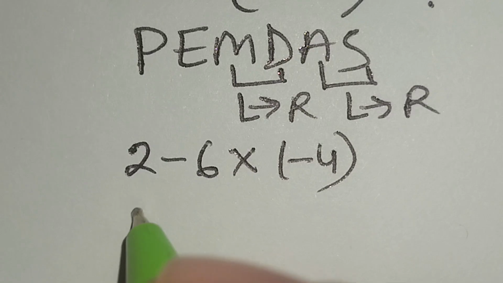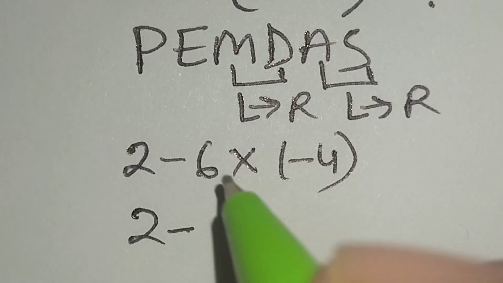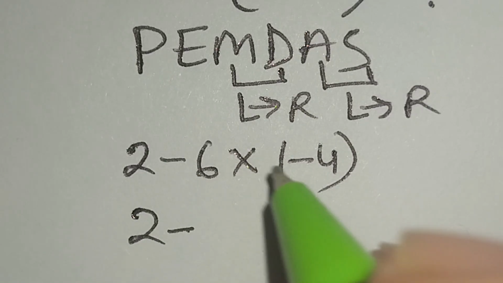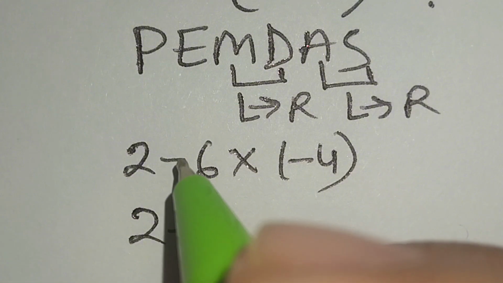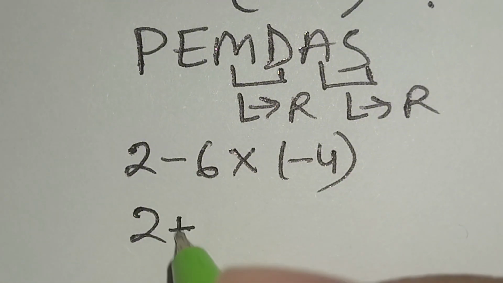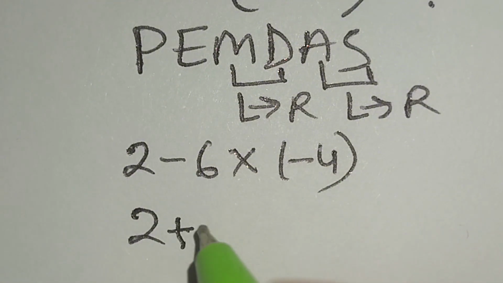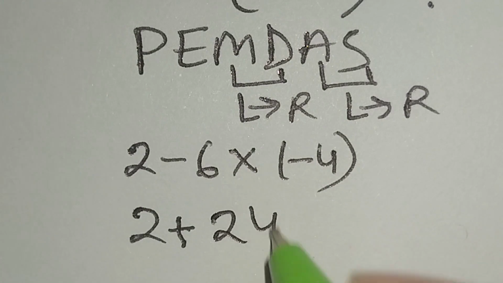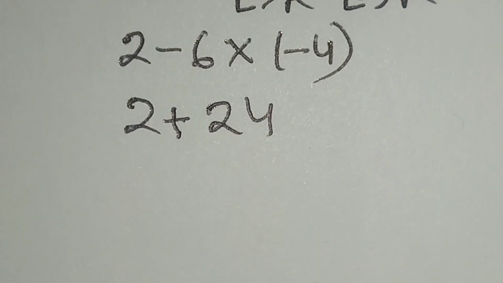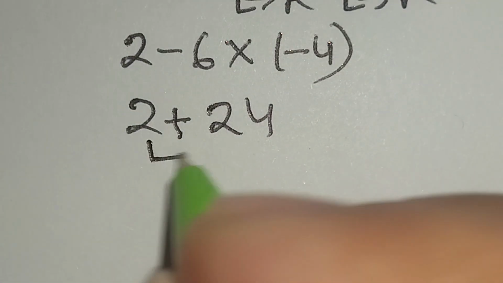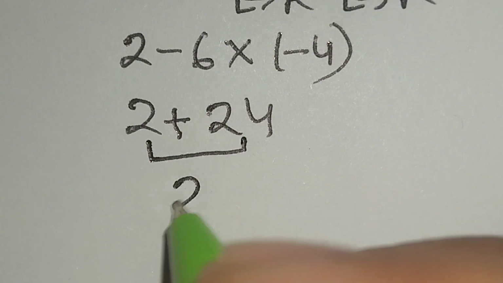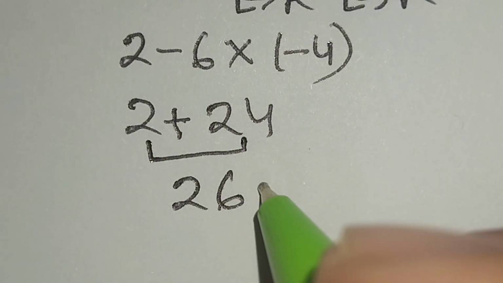Here this 2 minus this 6 times negative 4 gives us this minus, and this minus become plus. 6 times 4 gives us 24. This 2 plus 24 gives us 26, and this is the correct answer.